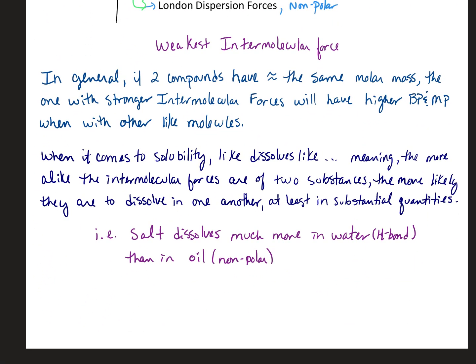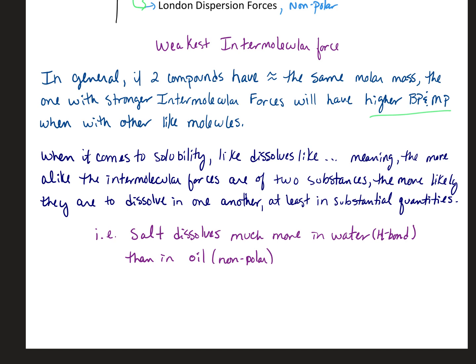So in general, if you have two compounds that have about the same molar mass, the one with the strongest intermolecular force will have the highest boiling point and melting point. And when it comes to solubility, you've probably heard the term 'like dissolves like.' What that means is that the more alike the intermolecular forces of the two substances, the more likely they are to dissolve in one another, at least in substantial quantities. So most things will dissolve in something else, but very little of it could actually go in.